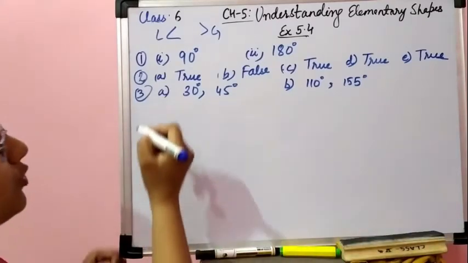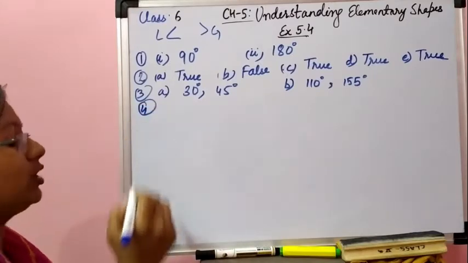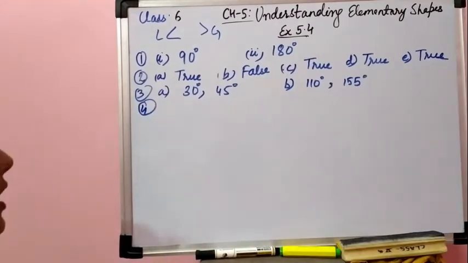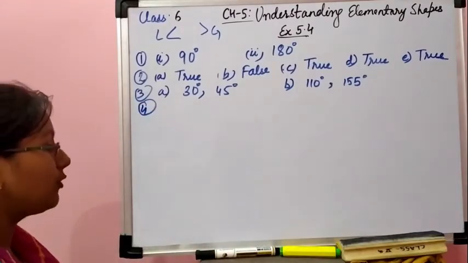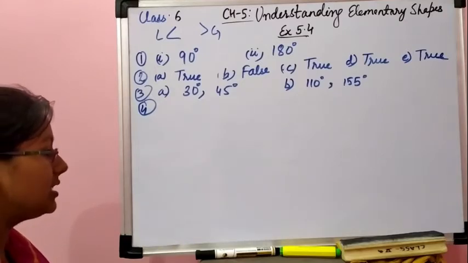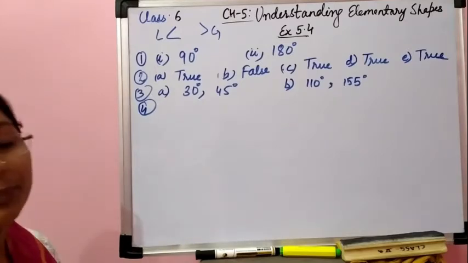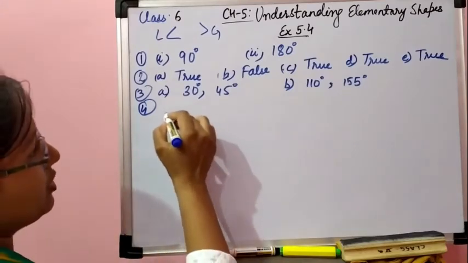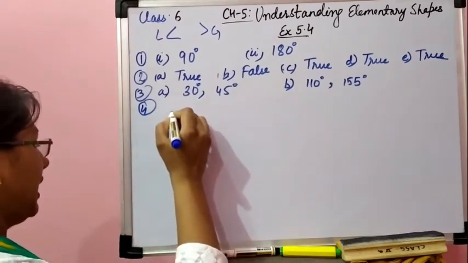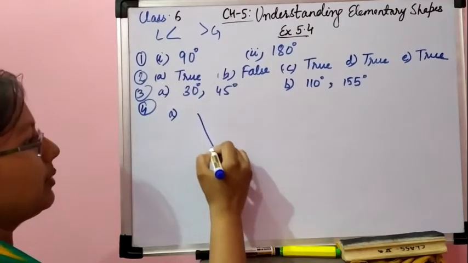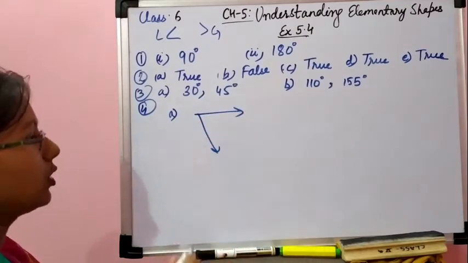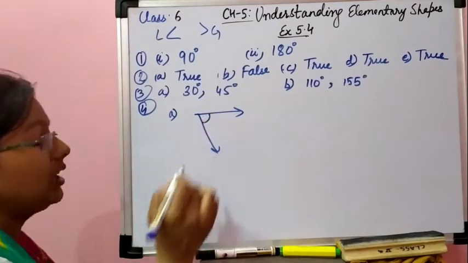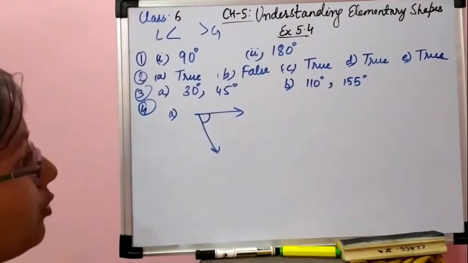Now moving to our next question, that is question number 4. That is the most important one. In this, what you have to do, you have to measure the given angles by using the protractor and write down the measure. Okay, you have to measure all the angles with the protractor. Like the A part, the angle is made like this. We have to measure it by using protractor.